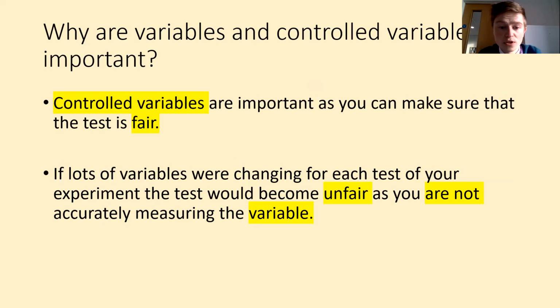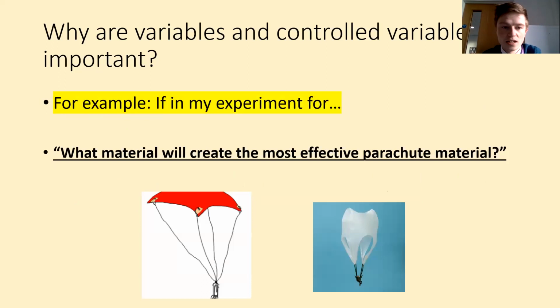Remember, the variable is the thing that we change. If we change lots of different things, it would become unfair because you would not know what impact it's going to have. Let's say, for example, in my experiment for what material will create the most effective parachute, I've got a paper parachute on the left and a plastic parachute on the right. So I've changed the material because that's the variable in this question.